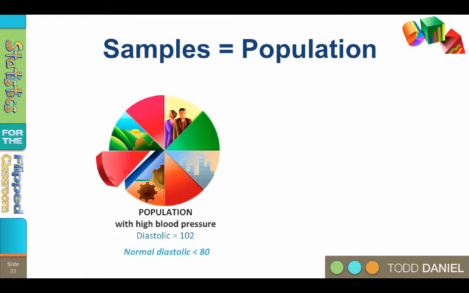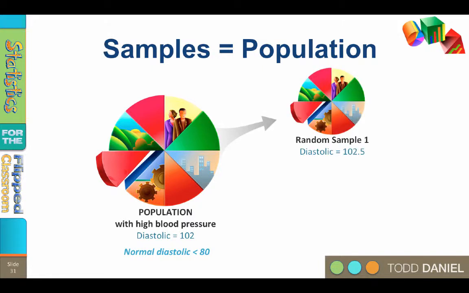So imagine we have a population of people with high blood pressure. The diastolic blood pressure of the population is 102. Now, normal diastolic blood pressure is under 80. Diastolic is the bottom number of your blood pressure, systolic is the top number. We draw a sample from that population and we expect the sample will have the same high blood pressure as the population from which they were drawn. We measure them, and sure enough, they have high blood pressure, just as we expected.